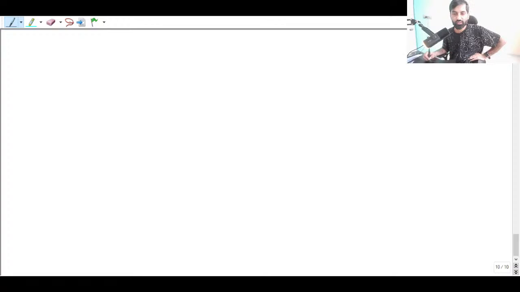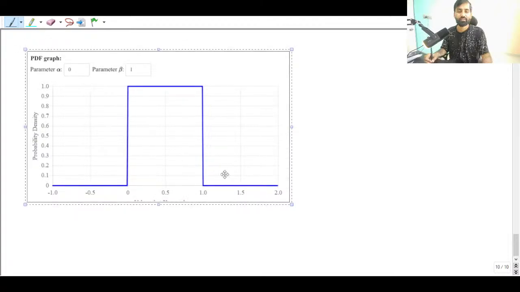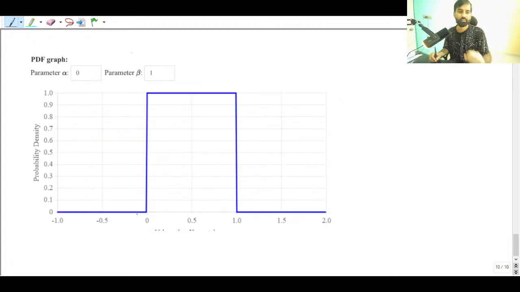And the plot, if you want to plot it, let's take alpha is 0 and beta is something, say beta is 1. So your plot is going to look like this. This is the PDF graph. You can say this is alpha and this is beta. So this kind of a plot you will get.